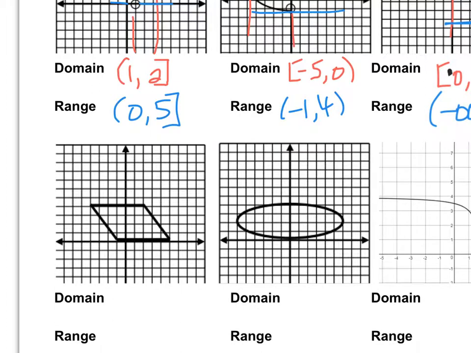Domain is x values, so how far left, how far right, so -4 to 5, both with straight brackets. How low do I go? 0. And how high do I go? 4. Both with straight brackets.